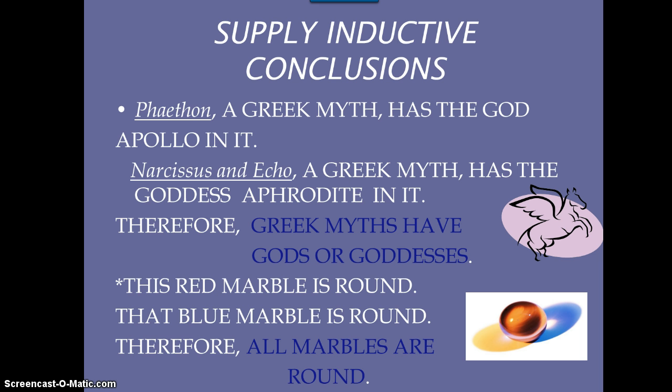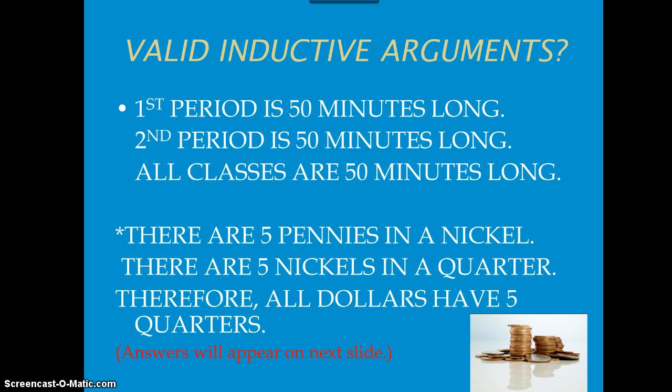The next one, this red marble is round, that blue marble is round, therefore all marbles are round. And that seems like a pretty safe premise. I've not seen a marble that's not round. One of the reasons is that a marble rolls. Things that roll are most obviously round, so that seems to be a pretty safe bet. All right, let's take a look at these ones.